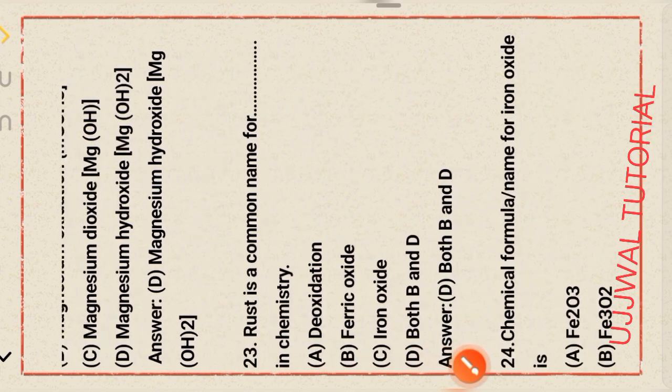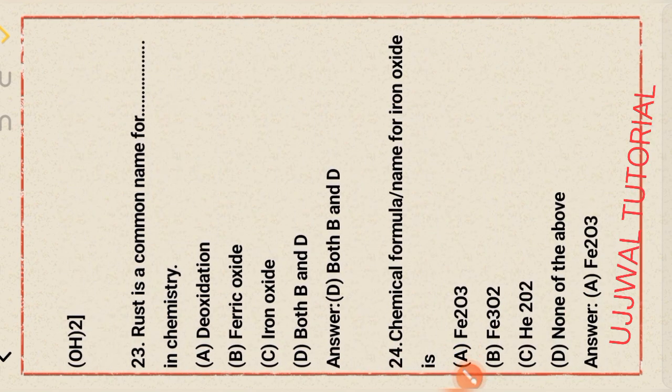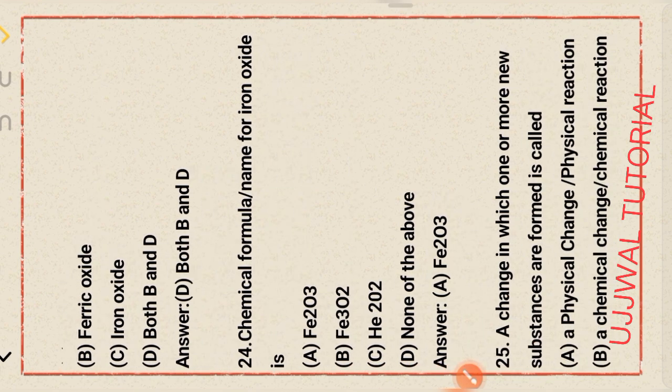Next question, question number 23. Rust is a common name of both B and D. B means that is the ferric oxide. Okay. Clear? That is the ferric oxide. Next question, question number 24. Chemical formula or name for iron oxide, that is Fe2O3.